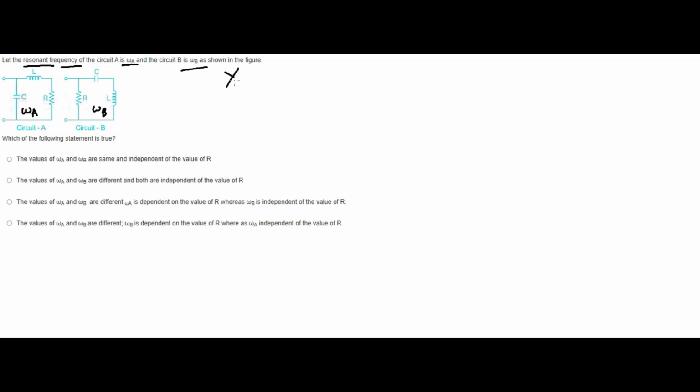Now I will first find Y equivalent. First I'm taking circuit A. Let me consider circuit A and find Y equivalent first. You know that Y is equal to G plus j omega C, the formula you know, and Z is equal to R plus j omega L. Z means impedance, Y means admittance.